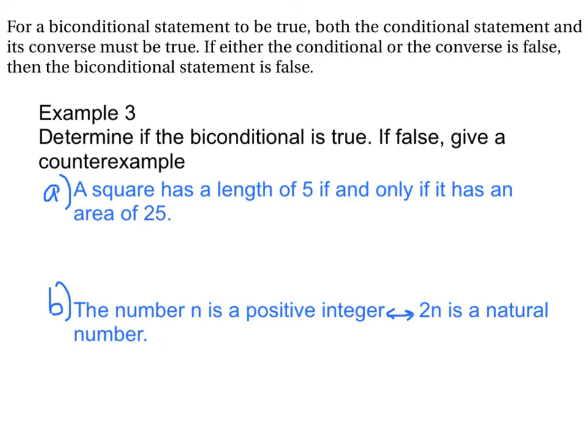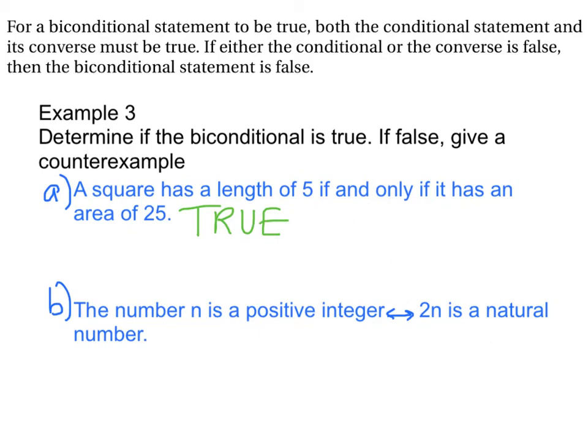If a square has an area of 25, then its length is 5. So if a square has an area of 25, would the length be 5? Absolutely. So A is true because the conditional and the converse are true.